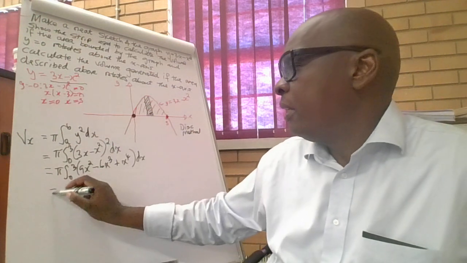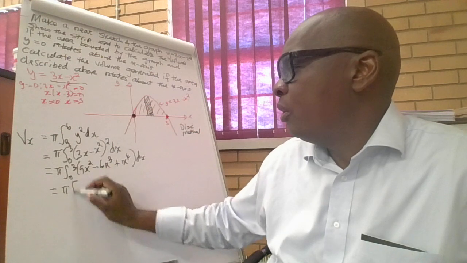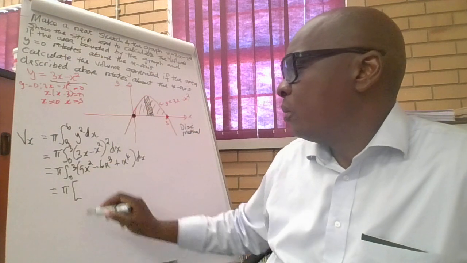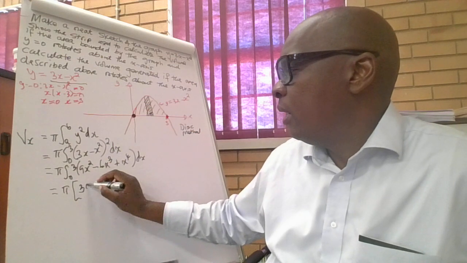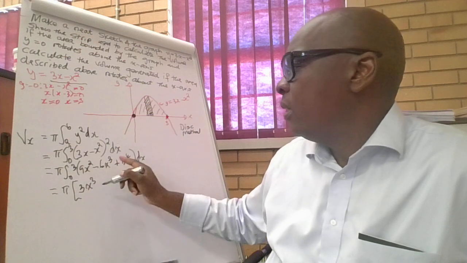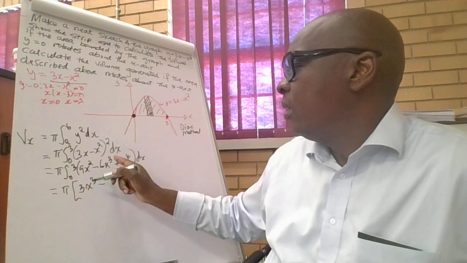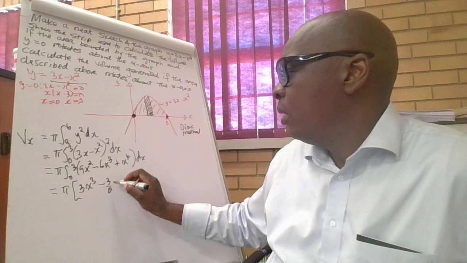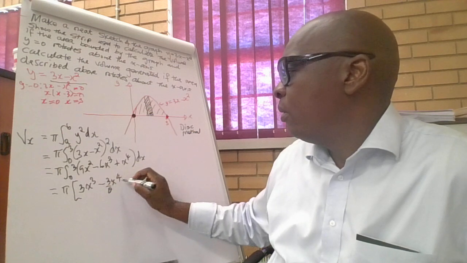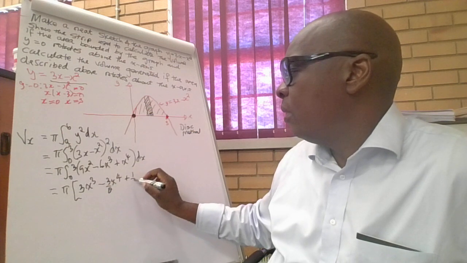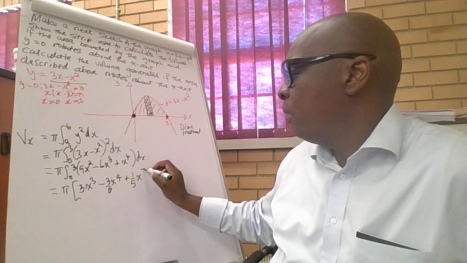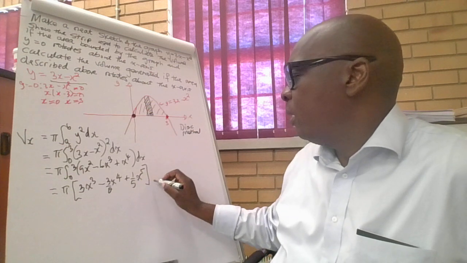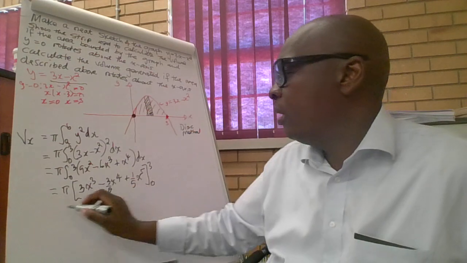If we integrate here, we have pi times the integral of 9x squared, which gives 3x cubed. Integrating the next term, that will be minus 6 over 4, which is 3 over 2 x to the power 4. And of course, plus 1 over 5 x to the power 5. And we have our limits from 0 to 3.